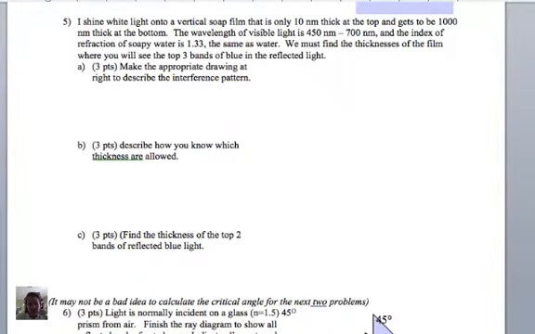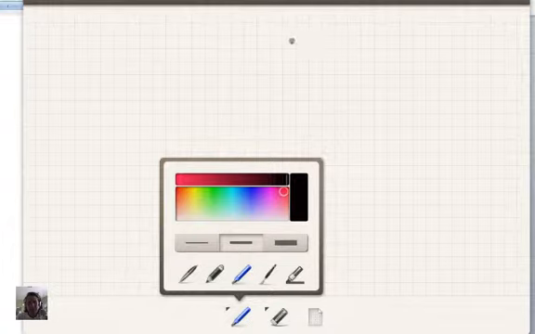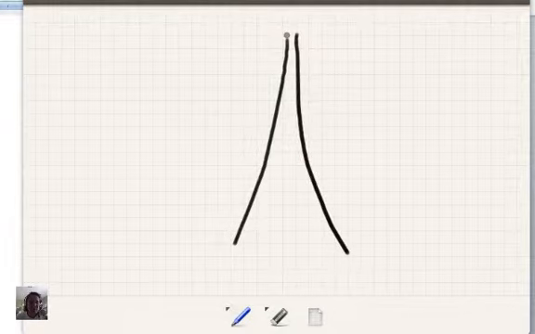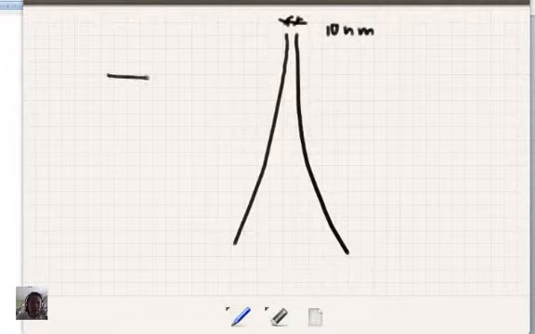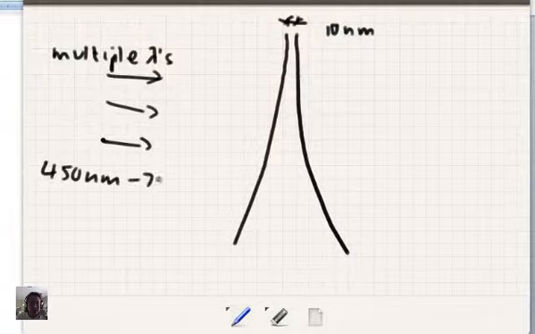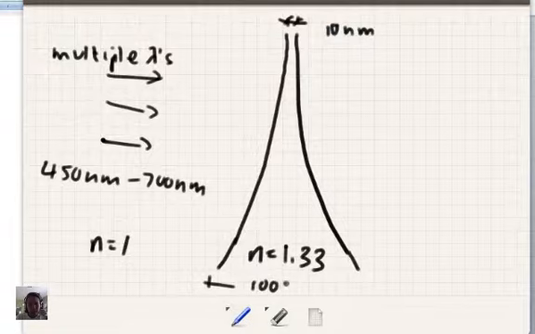So let's go to a blank page. We've got a soap film, and this is not going to be to scale at all, but the top of the film is 10 nanometers thick. We know the white light, which contains many different wavelengths, is 450 nanometers to 700 nanometers. And that is going to enter this material from n equals 1, the refractive index of air, to n equals 1.33, the soapy film. Down here, we are expecting this to be 1,000 nanometers.